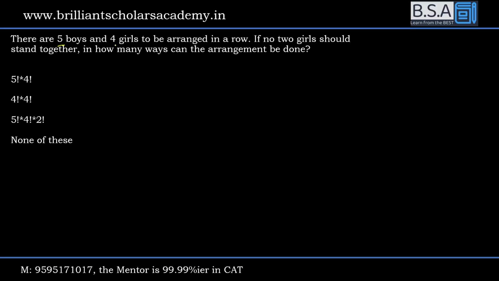There are 5 boys and 4 girls to be arranged in a row. No 2 girls should stand together. In how many ways can the arrangement be done? Because there are 5 boys, B, B, B, B, and B. The condition is on girls, so first you arrange the boys. There are 5 boys, so 5 factorial ways.